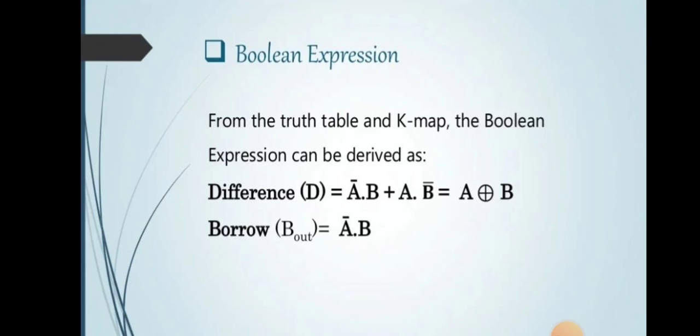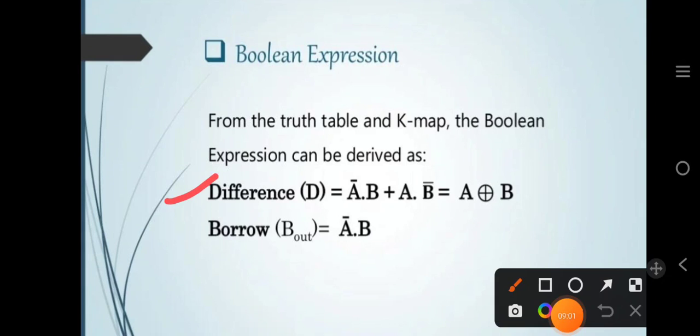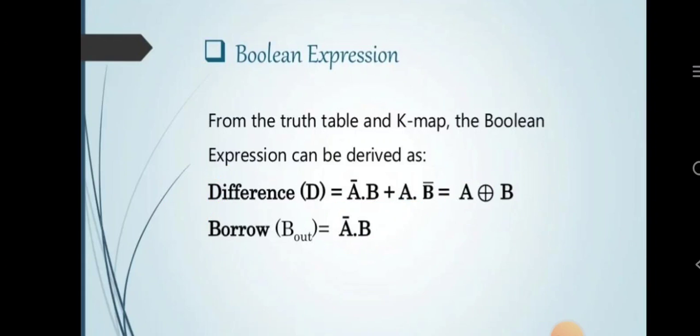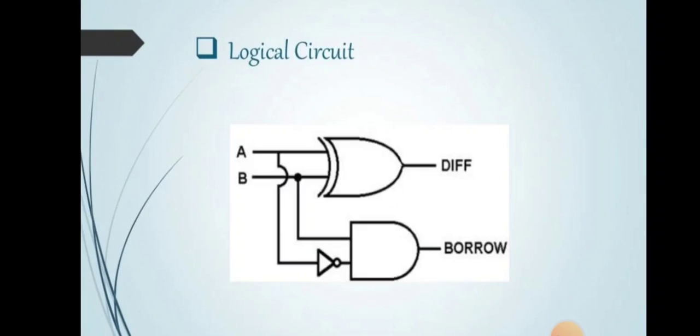Now the next step is to write the Boolean expression. So from the truth table and K-map, the Boolean expressions can be derived as follows. Here you can see two equations are there, one for difference and one for borrow. From the truth table itself we have derived this equation. Okay, so A bar dot B plus A B bar is nothing but A XOR B. So this is for difference, and for the borrow we have derived A bar B.